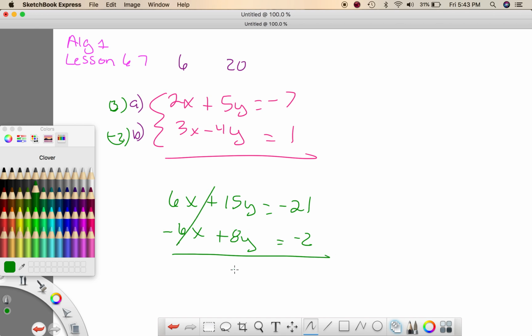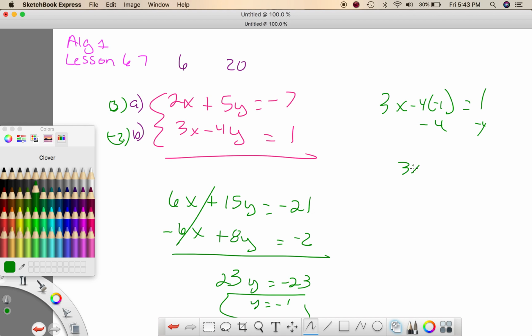These cancel. This becomes 3 and 1. So 23y equals negative 23 and y equals negative 1. Plug it back in. 3x minus 4 times negative 1 equals 1. That's plus 4, so we're going to subtract 4 from both sides. 3x equals negative 3 and x equals negative 1. So my solution is negative 1, negative 1.